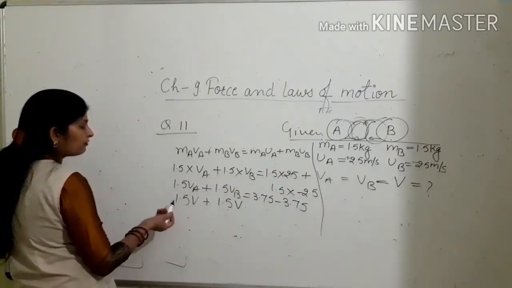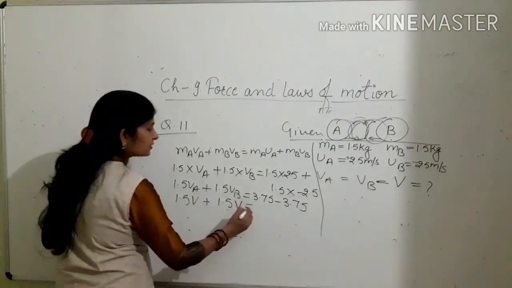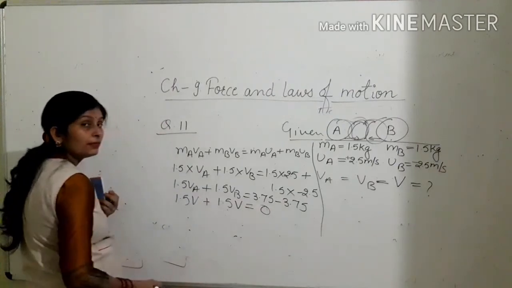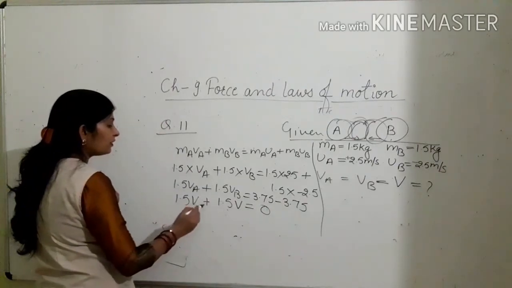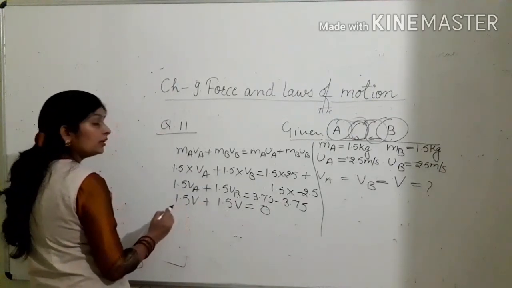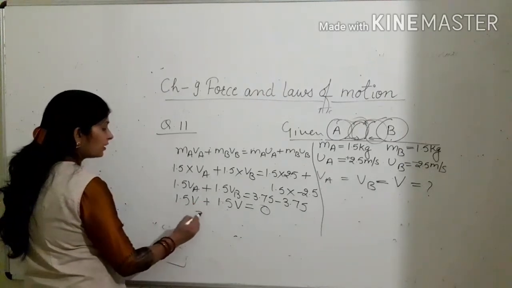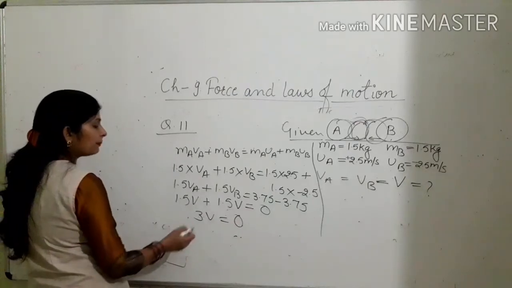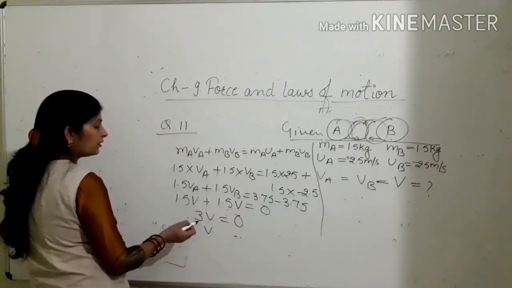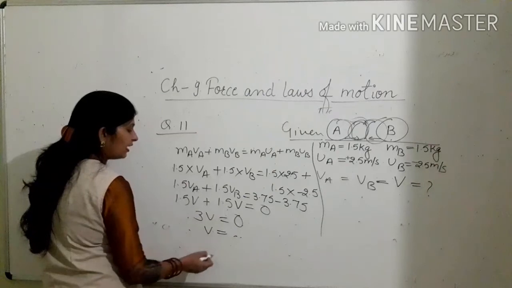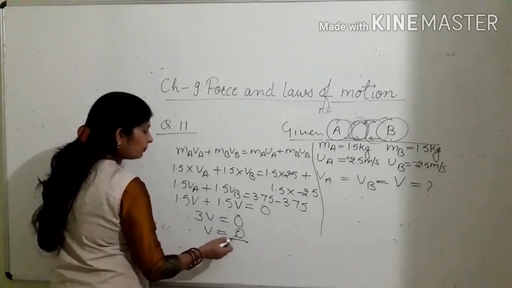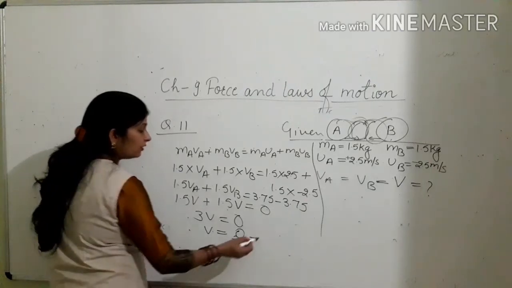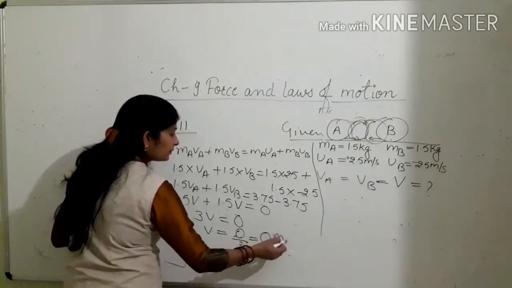So now we have 1.5V plus 1.5V is equal to 3.75 minus 3.75, means 0. 1.5V plus 1.5V is 3.0V. We can write 3V is equal to 0. 3 is getting multiplied by V. We will transfer it from left to right side. Then we have V is equal to 0 upon 3. So we divide 0 by 3. We get 0 meter per second.